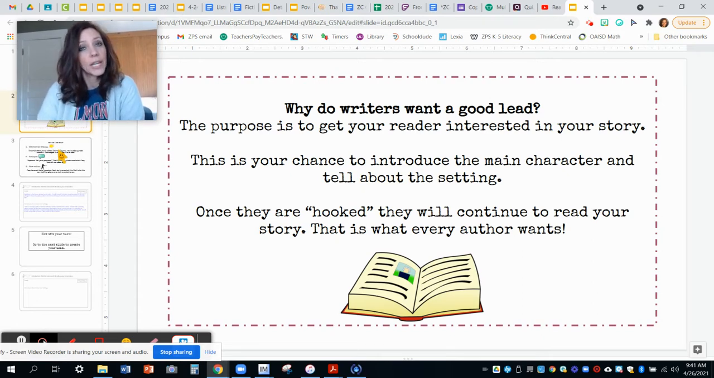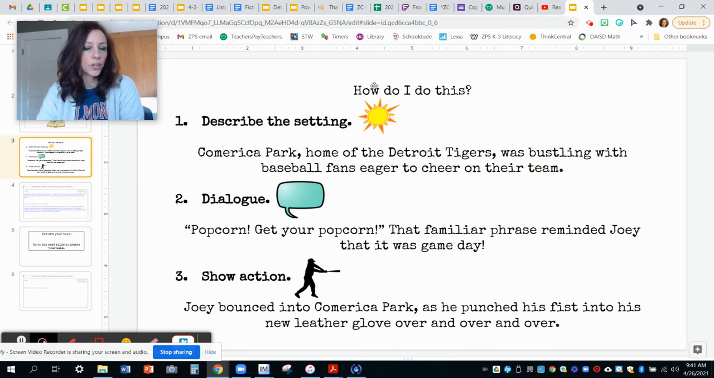Okay. So today we're going to talk about 3 different types of leads that you're going to start your realistic fiction story with. You're going to pick one of these and you're going to get started on that today. All right. So here are some examples. And this is how you're going to do it.